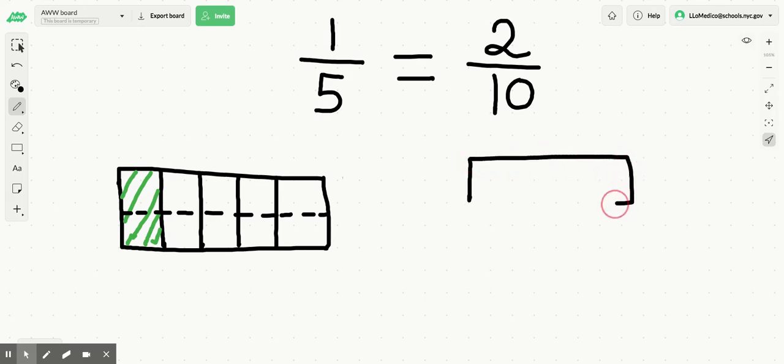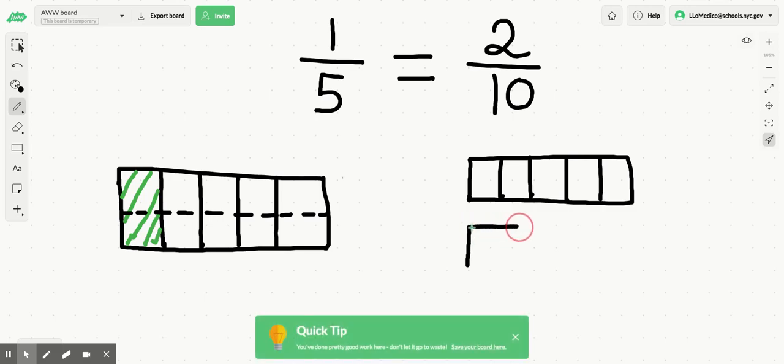So let's start by making another model that represents 1 out of 5 parts. 1, 2, 3, 4, 5. I'm going to count to double check that my work is accurate. Okay, so now that I made sure there are 5 parts, right underneath, I'm going to draw another model. And this time, I'm going to use these marks, the fifths. I'm going to recreate the fifths. And then I'm going to divide each fifth into 2 equal parts.